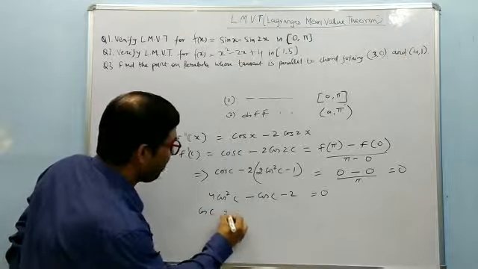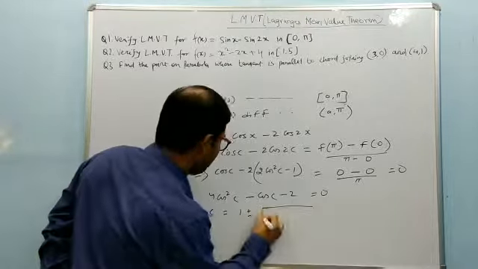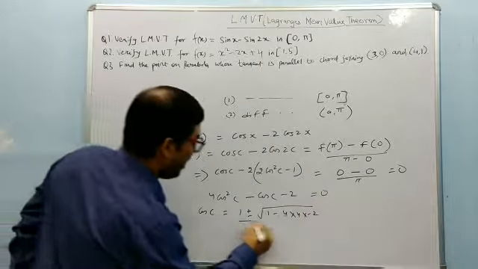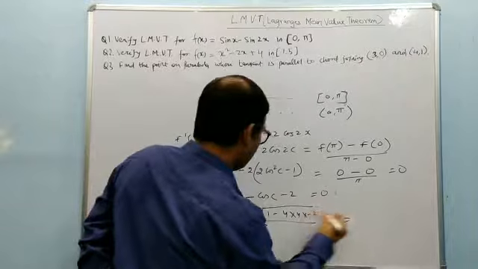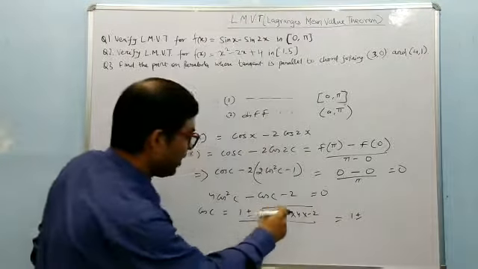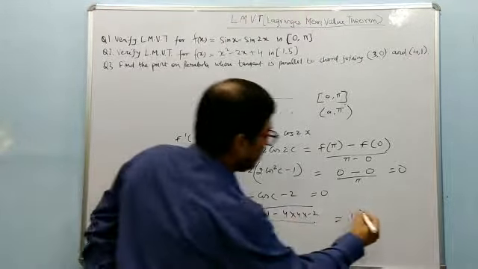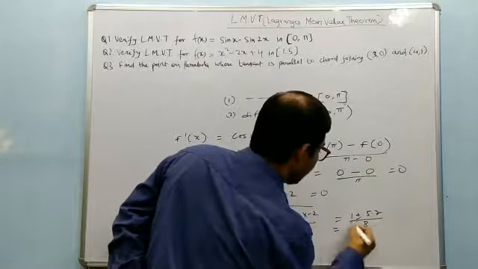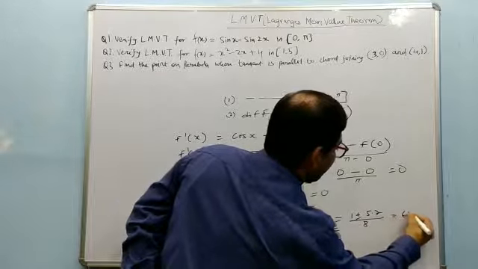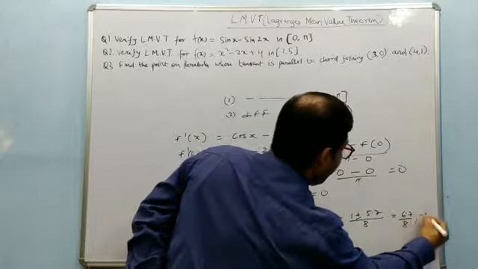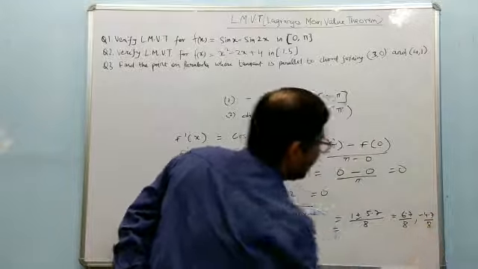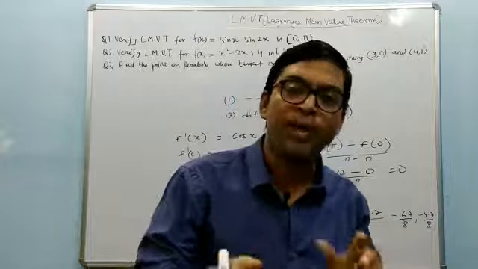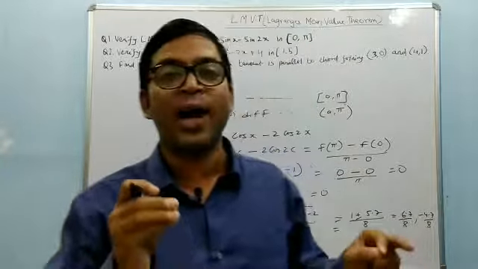Cos c is coming out to be 1 plus minus under root 1 minus 4 into minus 2, so root 33 by 8. Root 33 is 5.7, by 8. So this is coming out to be 6.7 by 8 or minus 4.7 by 8. Anyway, you just see the value is coming out to be between minus 1 and 1.